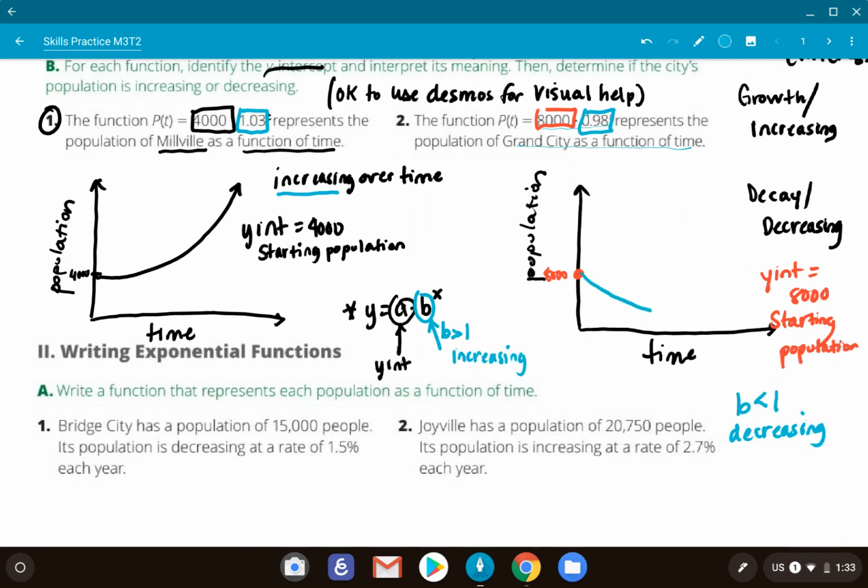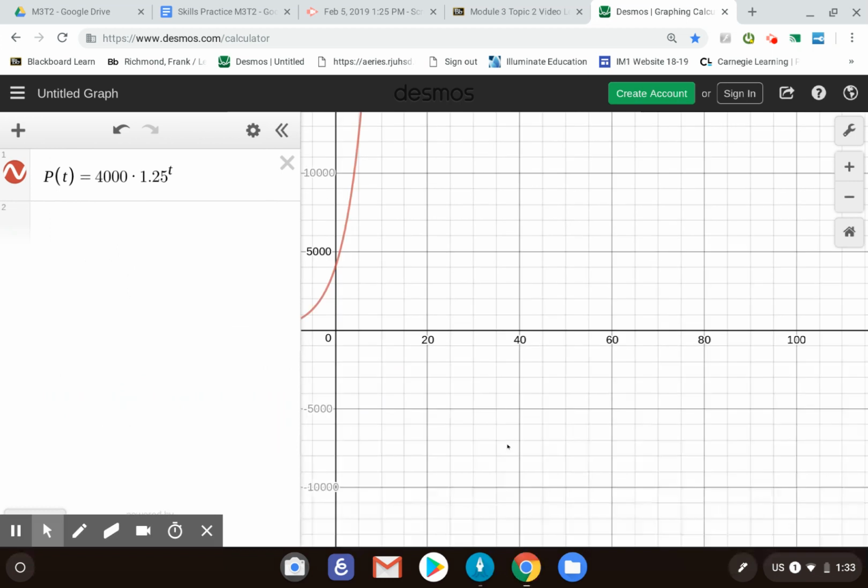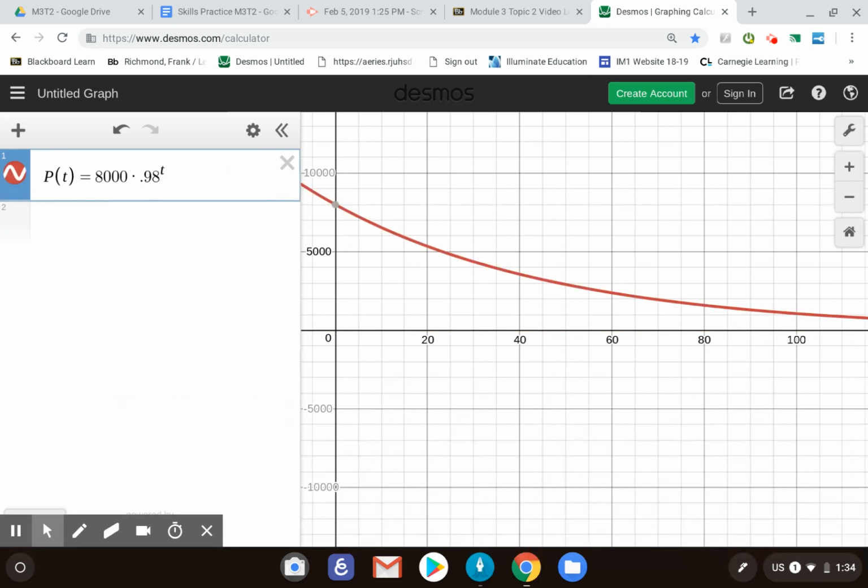So, all right, we should have a graph like this. Let's just double check on Desmos. So we have 8,000 times 0.98 to the t power. And you can see it starts with 8,000. That's our y-intercept. And then over time, it's decreasing.